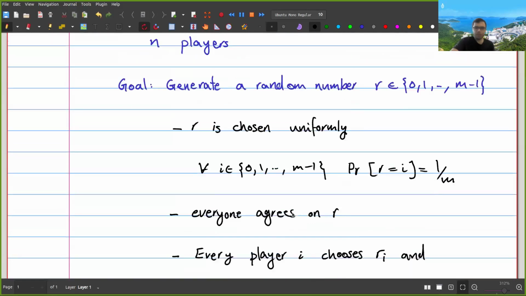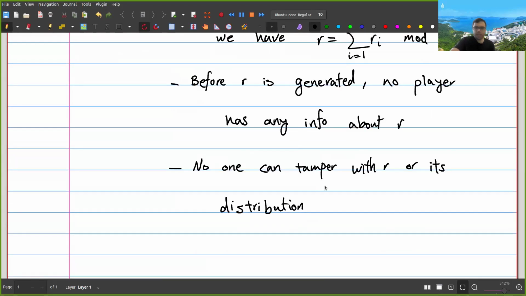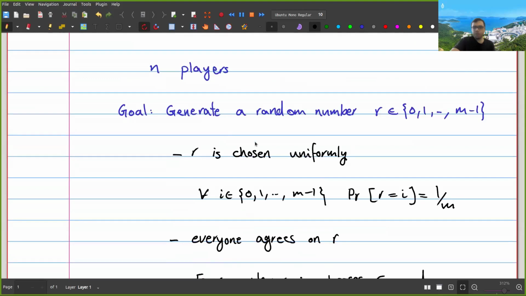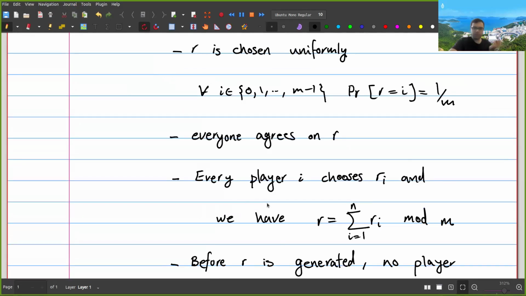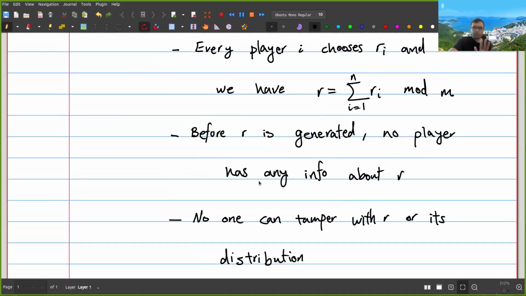Okay. So these are the requirements. And when I say no one can tamper with R, I don't mean just the players. I also mean anyone else. So maybe I have some other people on the blockchain who are just interacting with my smart contract. They're none of the players. They shouldn't be able to tamper. The miners, most importantly, shouldn't be able to tamper with the generation of R. So we have to keep track of all of these things. So this is what I want to do in this session.